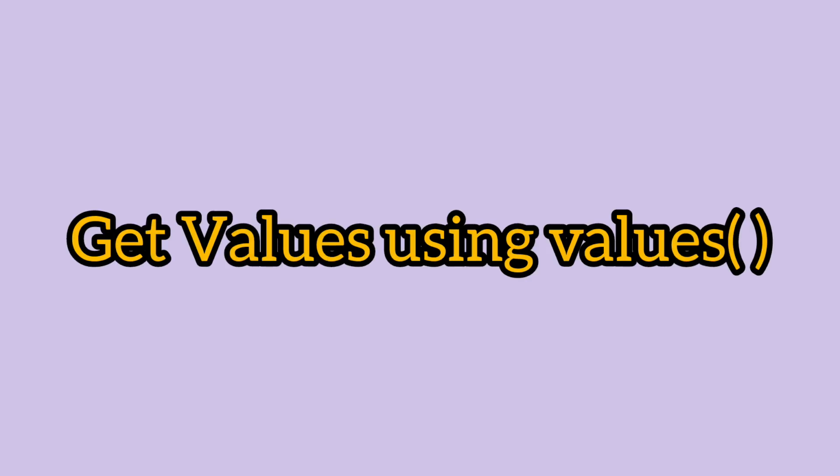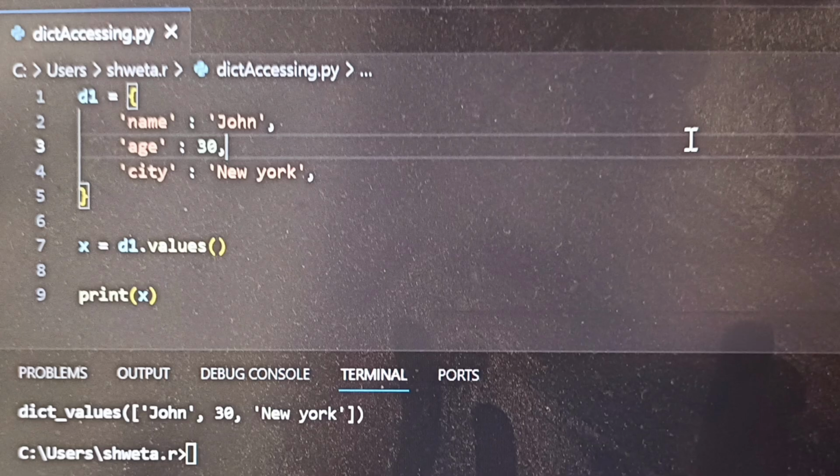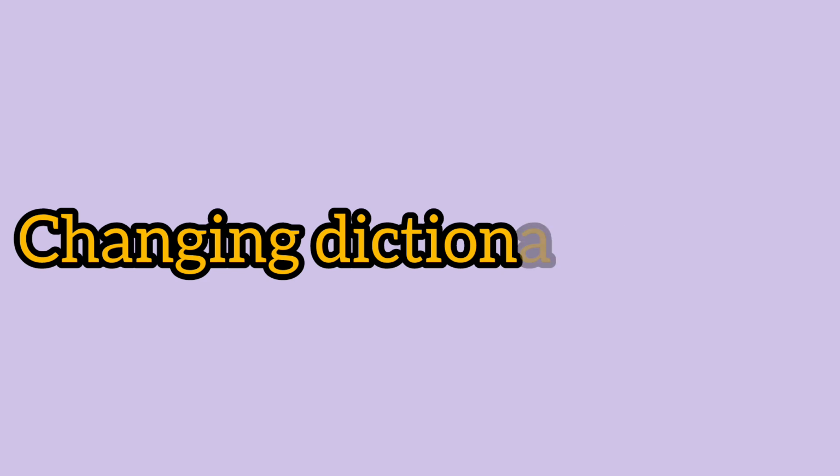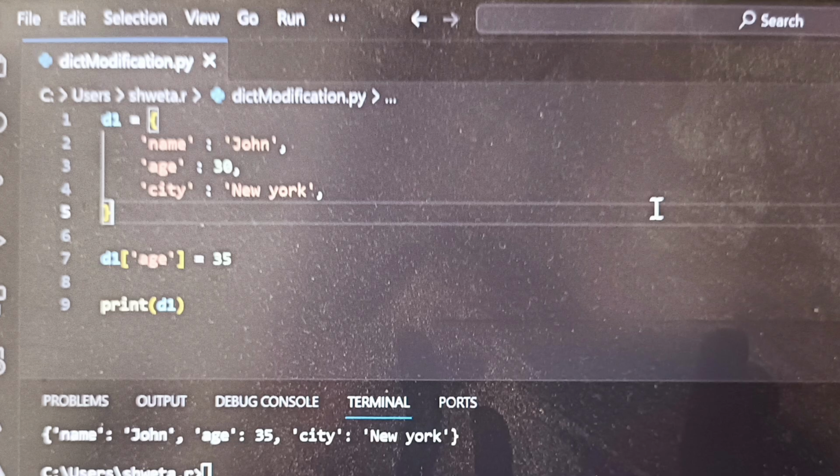The values method will return a list of all the values in the dictionary. For example, we are getting all the values of D1 using the values method in X and printing its value. To change the value of a specific item, use its key name. For example, we are changing the age of John to 35.